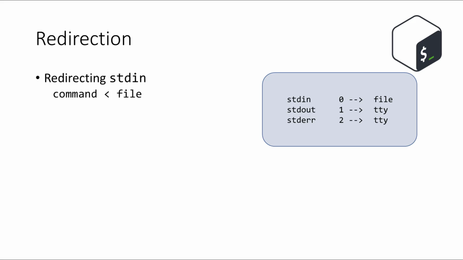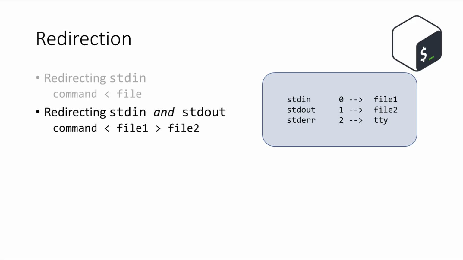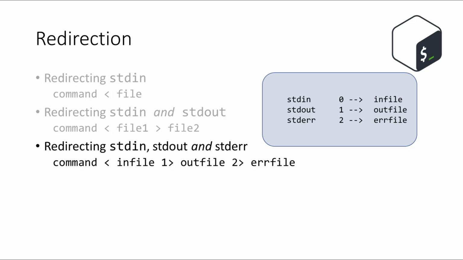Now let's see how to redirect standard input. Here we use the less than symbol. Before the command is executed, Bash will first attempt to open the file and only proceed with the command if that is successful. We can of course redirect both standard in and standard out simultaneously, or redirect all three at the same time.